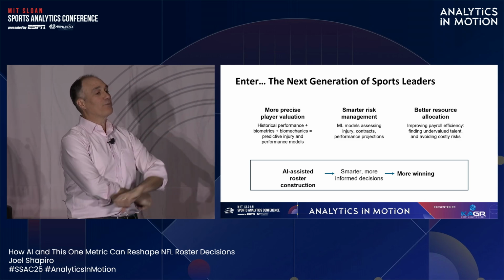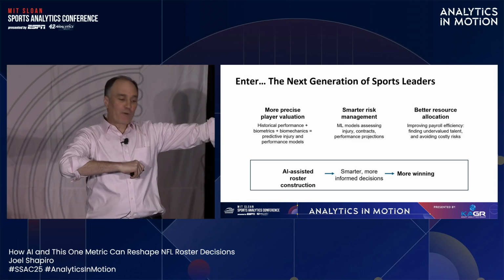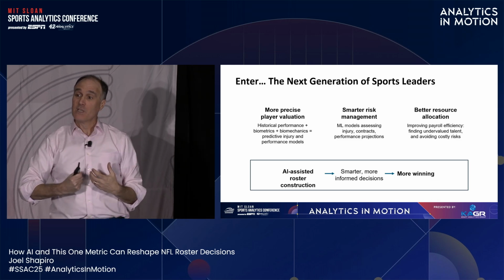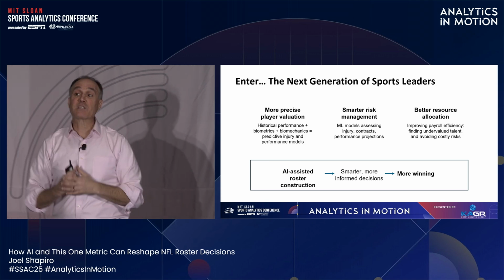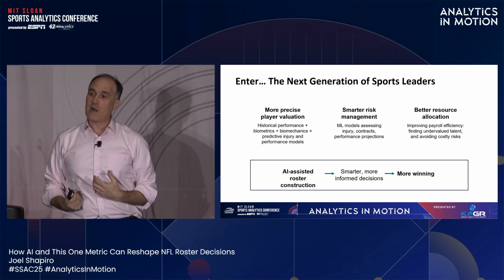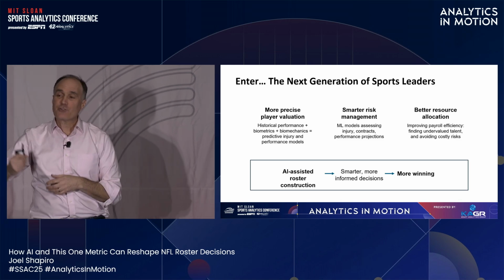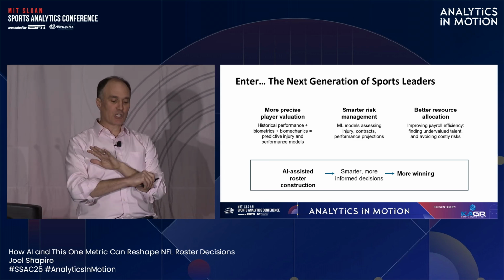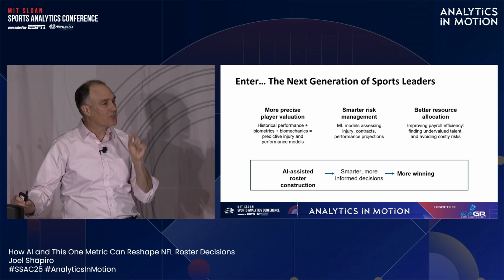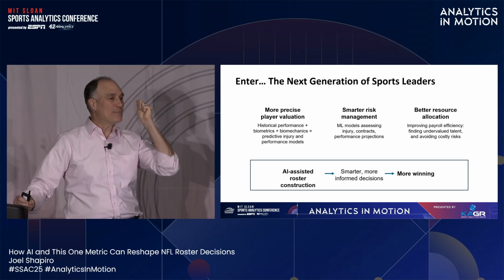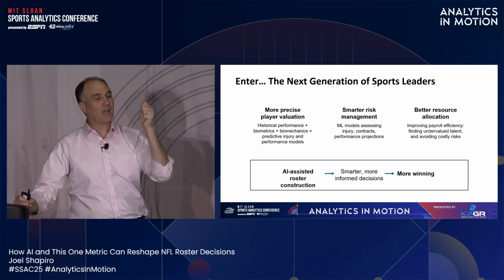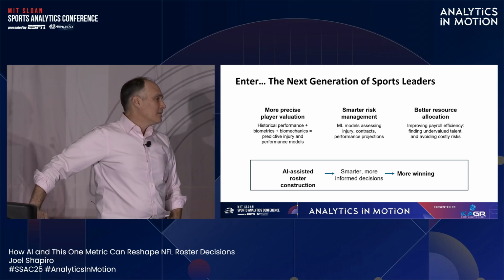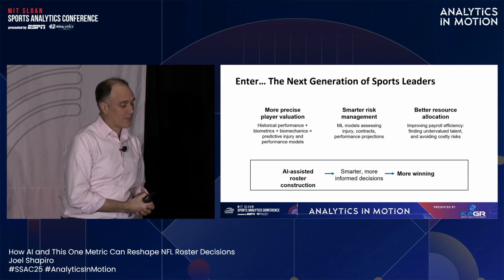It's about more precise player evaluation. That's using historical performance with biometrics and biomechanics to come up with actually good and relatively precise measures of how valuable a player is. Smarter risk management, as I mentioned before. We're going to use machine learning models, some people already are, assessing injury and contracts, various performance projections. And that's what leads into better resource allocation. Just like any executive needs to manage their resource allocation and their investments, so too do sports leaders when making the biggest decisions that they make, that is how much to spend on which players to bring onto their team. We improve payroll efficiency, find undervalued talent, and do our best to avoid unnecessary or overly costly risks.